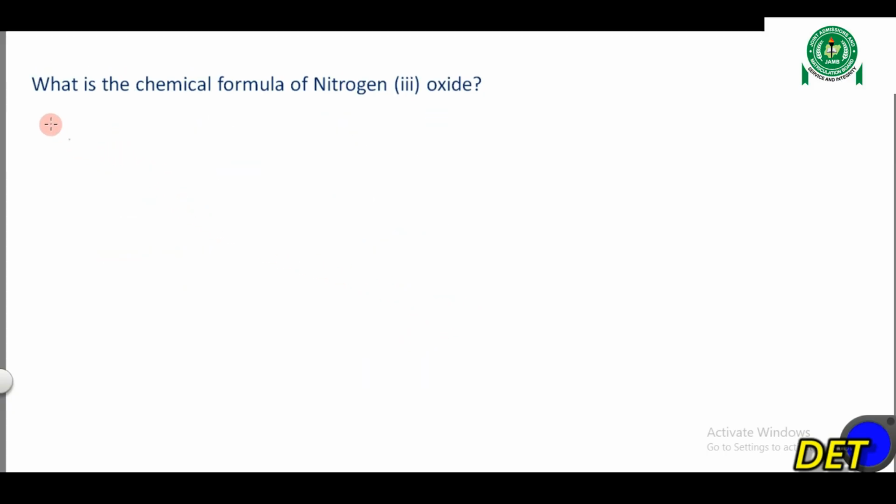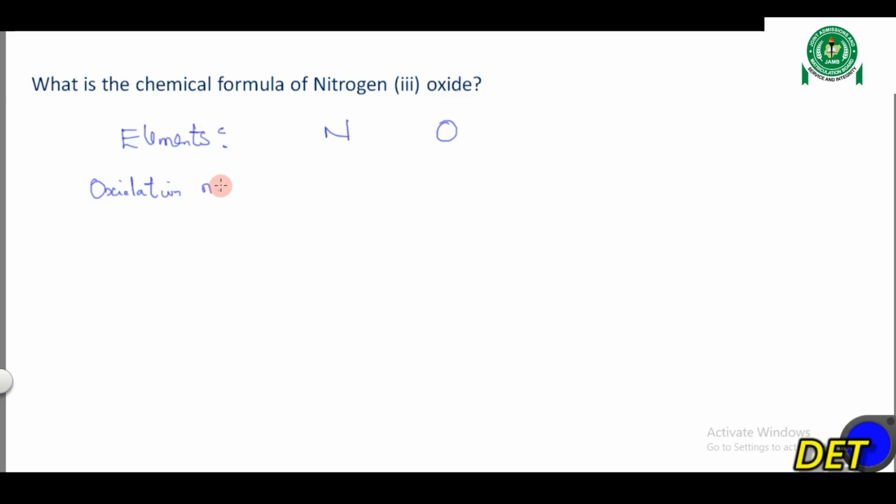Let's look at another example. What is the chemical formula of nitrogen 3 oxide? When I hear the name of the compound, nitrogen 3 oxide, what are the elements that come to my mind? The first thing you want to do is to write out the elements that you hear in the name of this compound. In this compound, I hear nitrogen and also oxygen, right? So the next thing you want to do is to write out the oxidation number. It's very important.